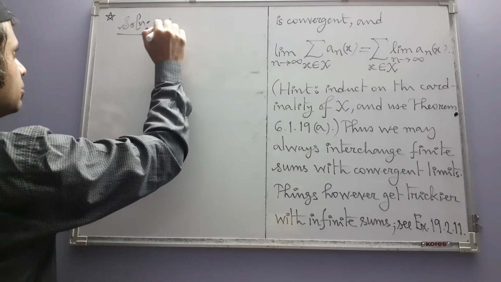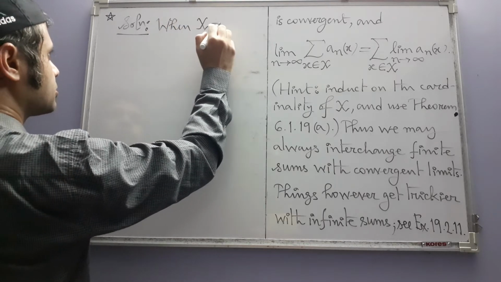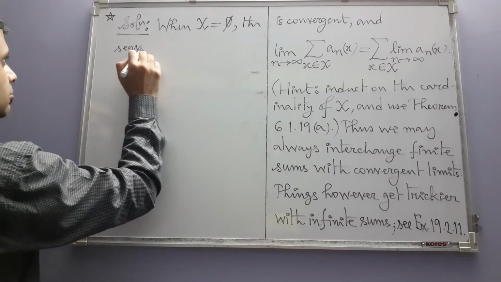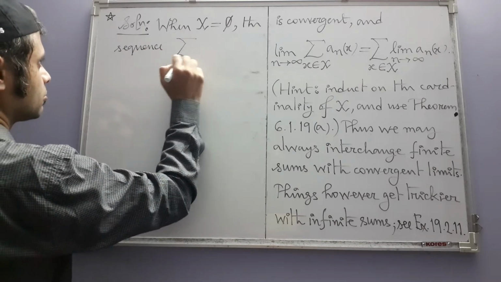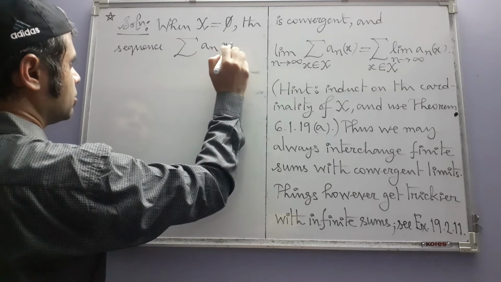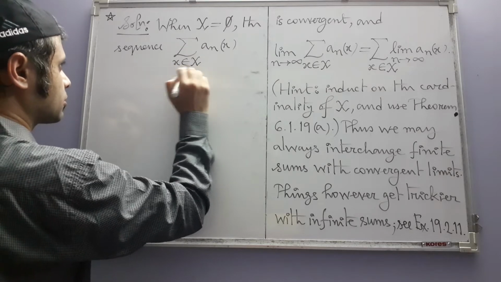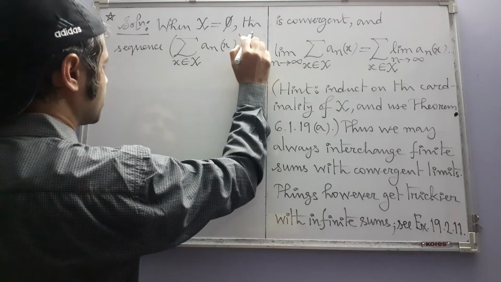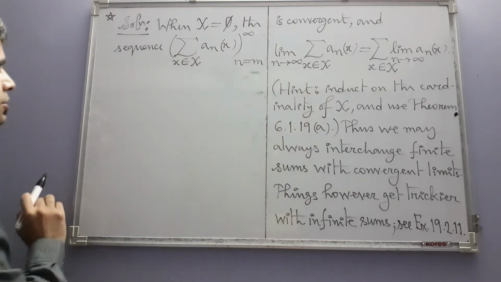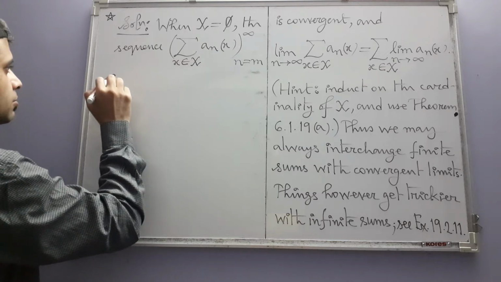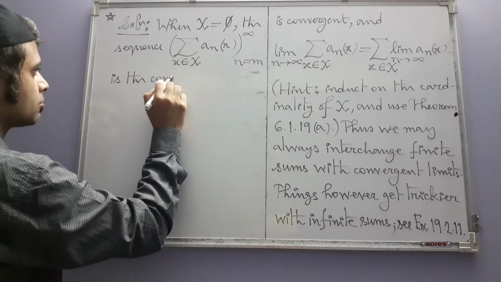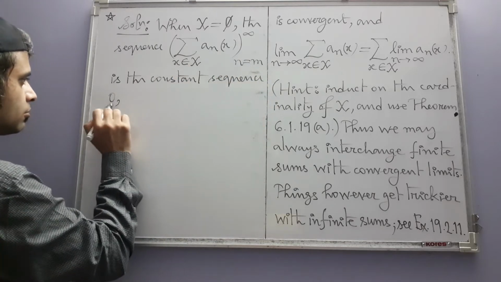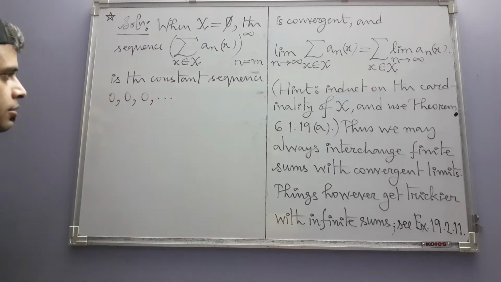Solution. When X is the empty set, the sequence of the sums of a_n(x) as x varies over X, this is the nth term of the sequence where n itself varies from m and then increases without bound, this sequence is the constant sequence, all of whose terms or all of whose elements are 0.